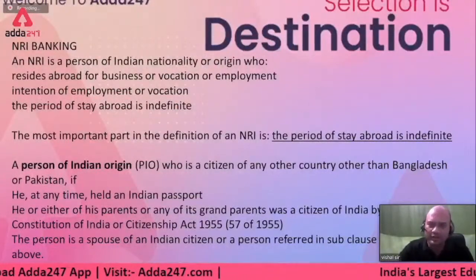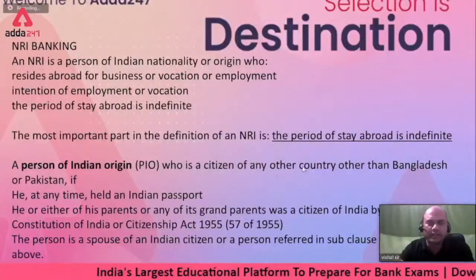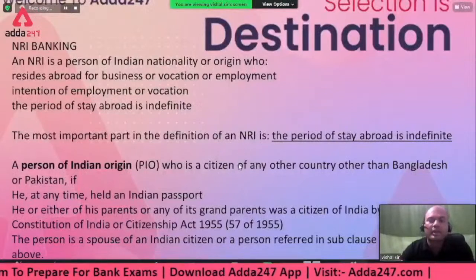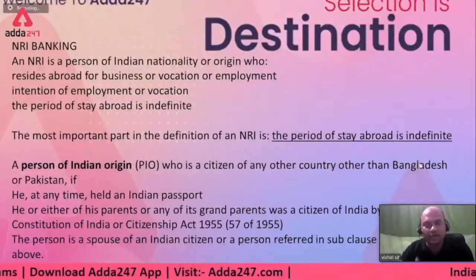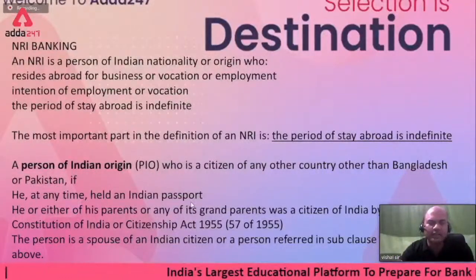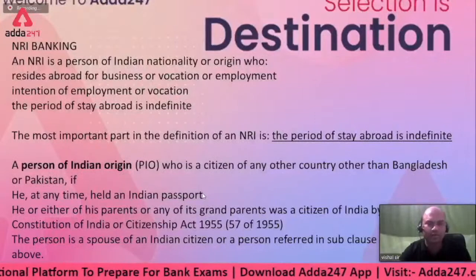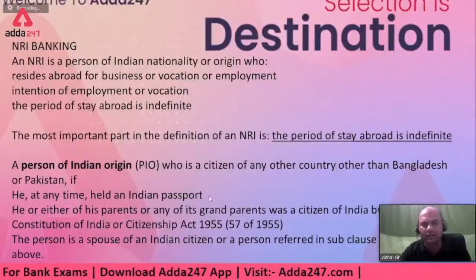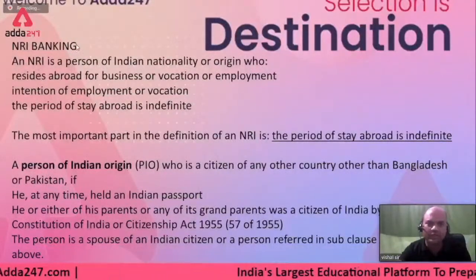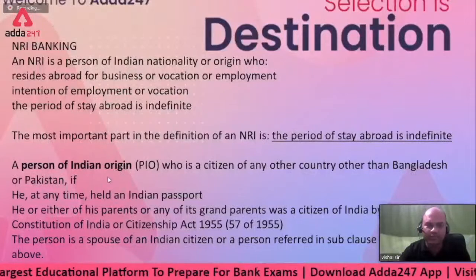And the next part, PIO, person of Indian origin. A PIO is a citizen of any other country other than Bangladesh or Pakistan. Now understand the difference: he should be the citizen of any other country other than Bangladesh or Pakistan. These two countries are not allowed. If he at any time held an Indian passport, then ultimately, if he had held an Indian passport, he will become an NRI. What do you mean by that? It means that even this NRI is a part of PIO, because he is also a person of Indian origin only. That is point number 1.